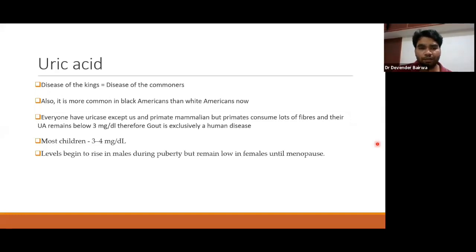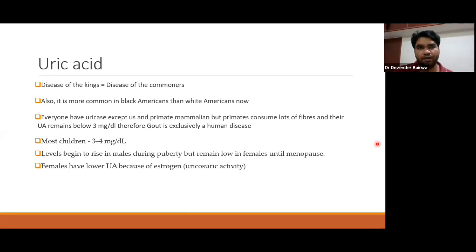In case of children, the level is low. Generally, it is 3 to 4 milligram per deciliter. And in case of males, when they hit puberty, during that time when their muscle mass is increasing, their activity is increasing, their level begins to rise. But in case of females, the uric acid level remains low, and it will start increasing once they achieve menopause. And overall, females have lower uric acid.